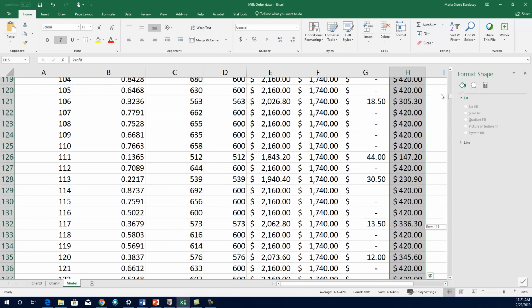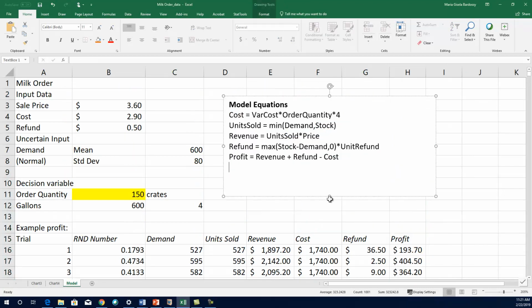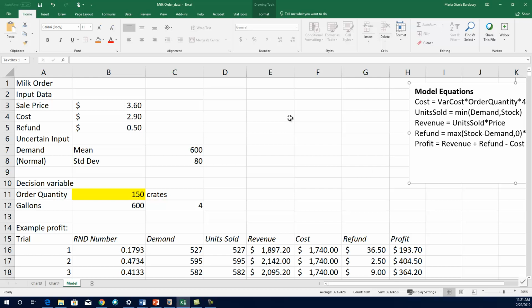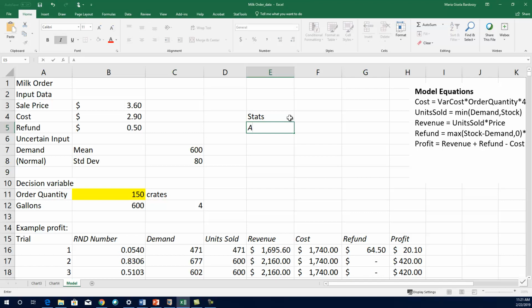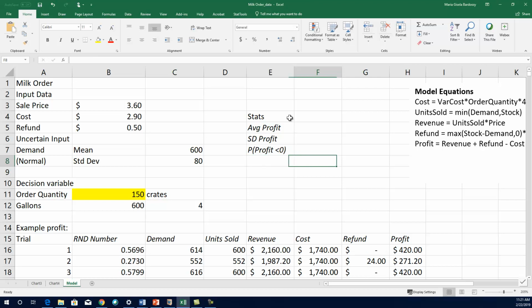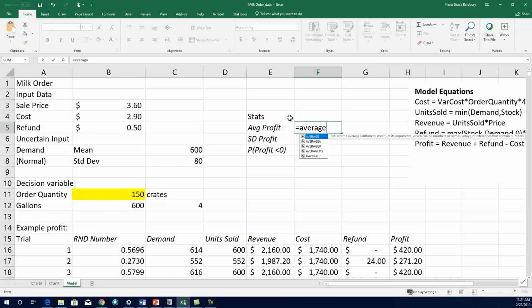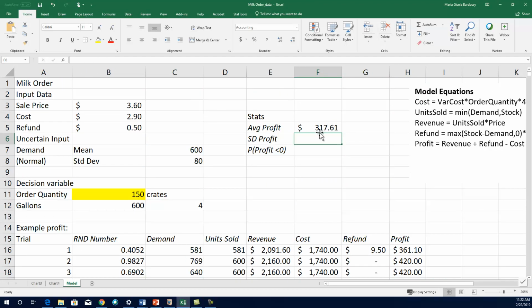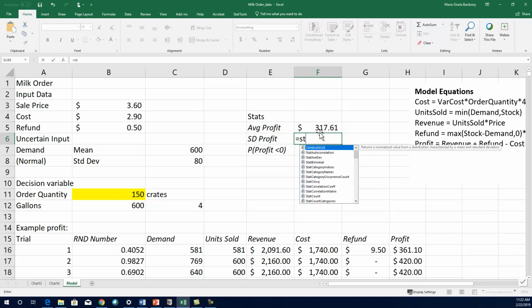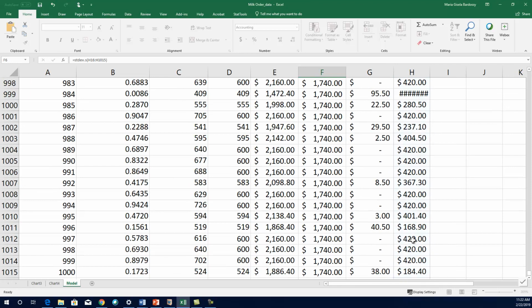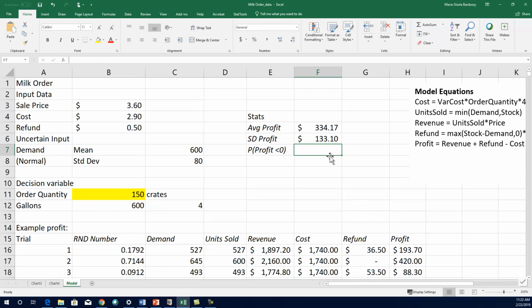We can calculate for this data now. I'm going to move this out of the way, and we can also calculate, if we're interested, some statistics for my data, such as the average profit and the standard deviation of profit, or maybe the probability of getting a profit that is less than zero, meaning a negative profit. For this, we're going to use the average. I'm highlighting my data. The average function just gives me the average profit. If I calculate the standard deviation, this is a sample, so I need to keep that in mind. Highlight my data, and I get that the standard deviation is around 130.